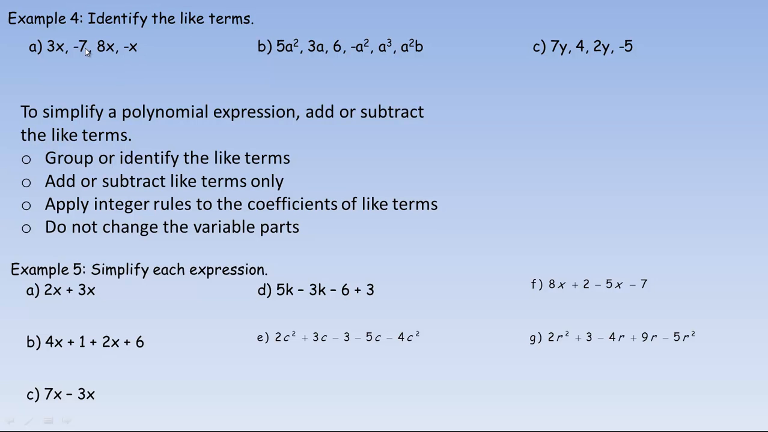The ones that have x, or x to the first power, are the like terms. The negative 7 is a different kind of term. It's just a constant, or a number. So the like terms would be the 3x, the 8x, and the negative 1x. Remember again, if you don't see a number, it's automatically 1. So we could call that a negative x or negative 1x.